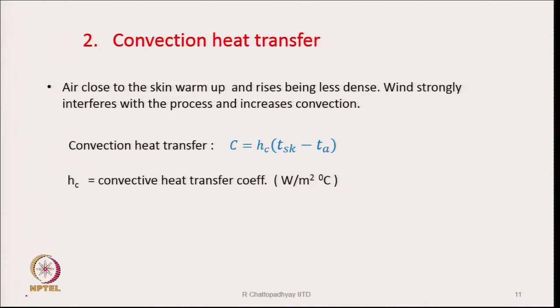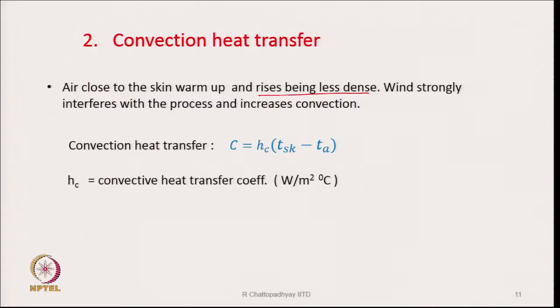Convection heat transfer. Now, air close to the skin warms up. So, the air which is very close to the skin is going to warm up and it will start rising, because it will become less dense. We all know that as air temperature rises, it becomes lighter and lighter, because its density becomes less and less. That is why the warm air moves up and the cold air moves down. We all know that from basic physics, you must have been told this.